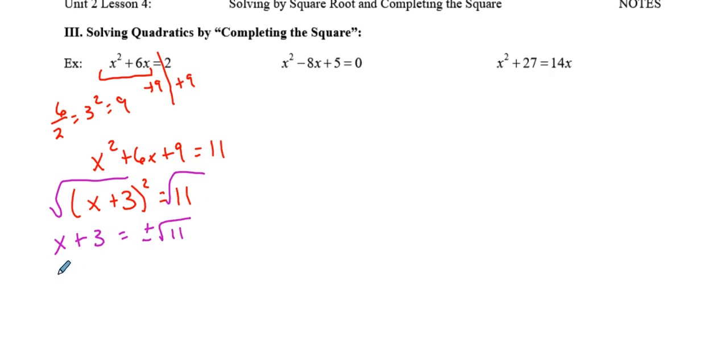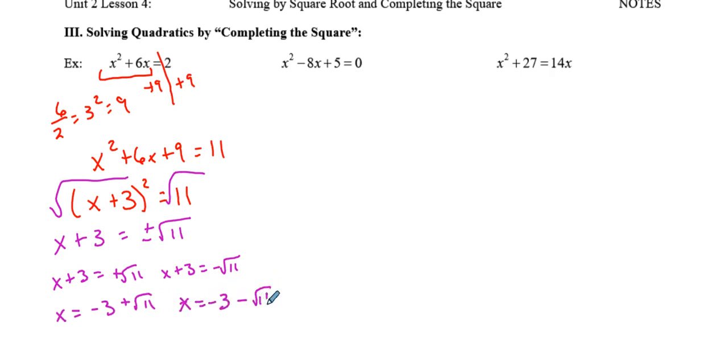From there, you can continue to solve by saying x plus 3 equals positive root 11, x plus 3 equals negative root 11, which means x is equal to negative 3 plus root 11, or x equals negative 3 minus the square root of 11. And then you have successfully solved this by completing the square and taking the square root of both sides. So let's try another example.